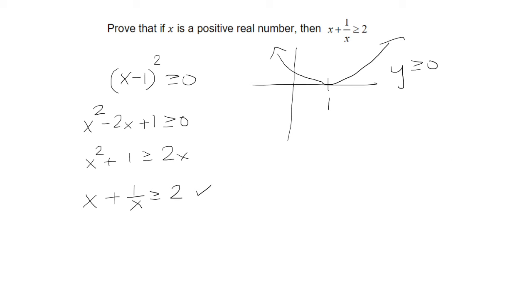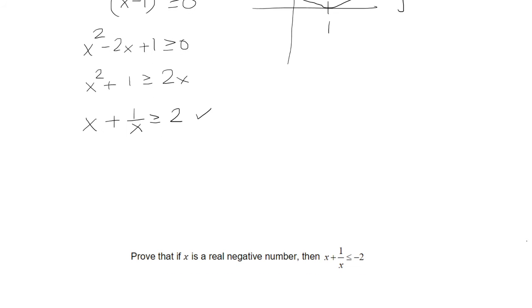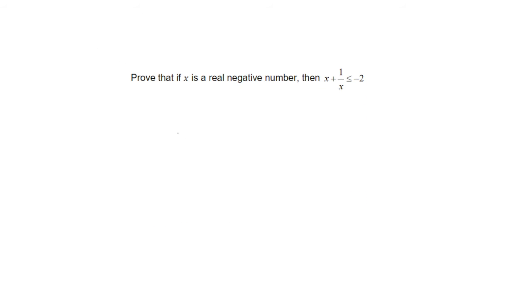Let's look at another proof. What if x is a negative real number? Well, instead of starting with x minus 1 quantity squared, we're going to start with x plus 1 quantity squared. And that's still going to be greater than or equal to 0.